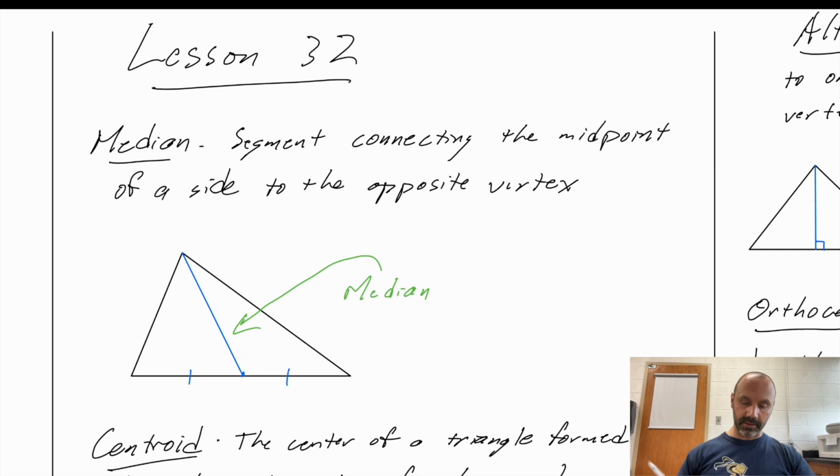So a median is a line segment that goes from a vertex to the midpoint of the opposite side, or from the midpoint of the opposite side to the vertex, right? So how do we know this is the midpoint? Because I've got these little congruent symbols. This side's congruent to this side. This is the midpoint.